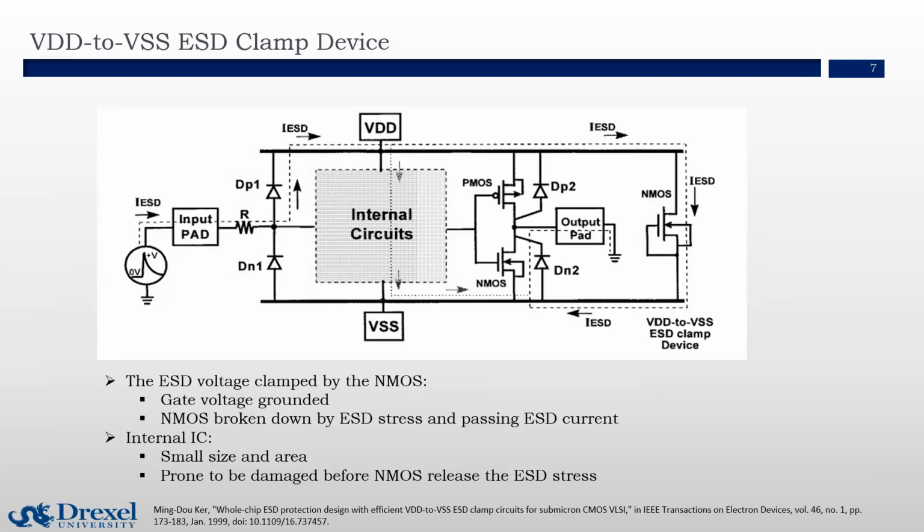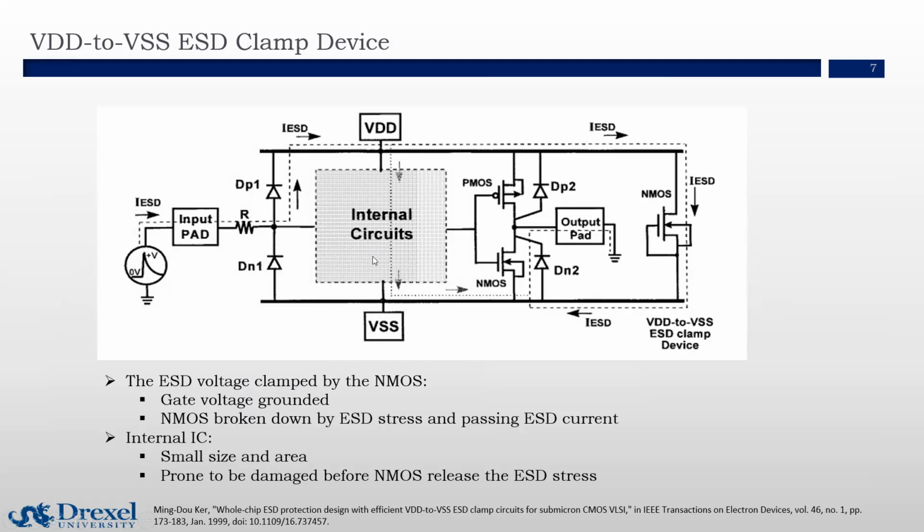Next, I'm going to discuss the ESD clamp device. You can see that on the right side is an NMOS ESD clamp device with the gate grounded, so that the ESD voltage is clamped by the NMOS. And with the gate voltage grounded, the NMOS can be broken down by the ESD stress and the passing ESD current.